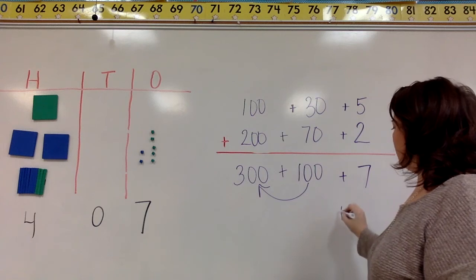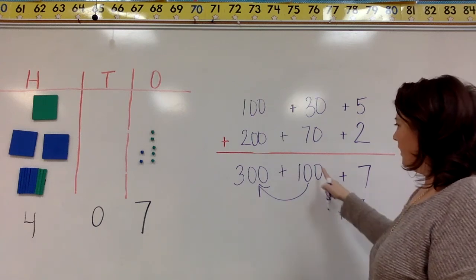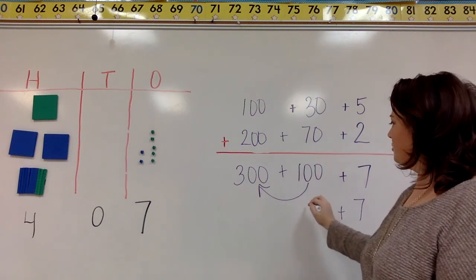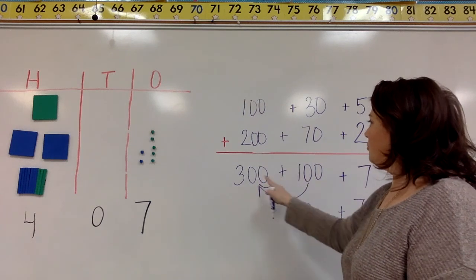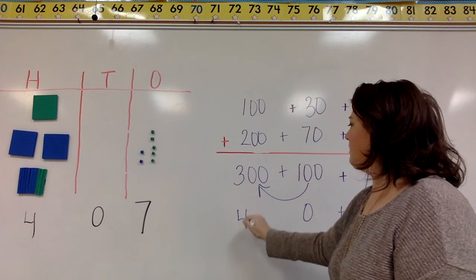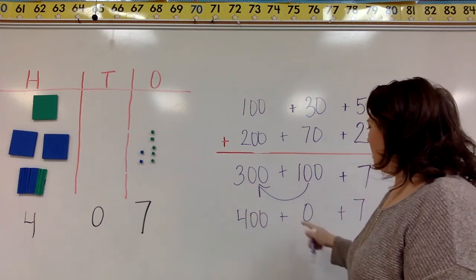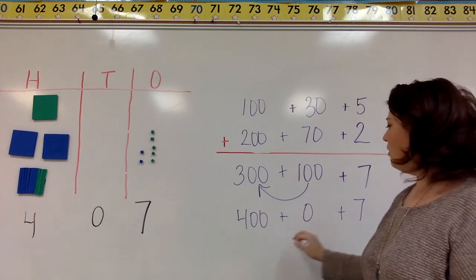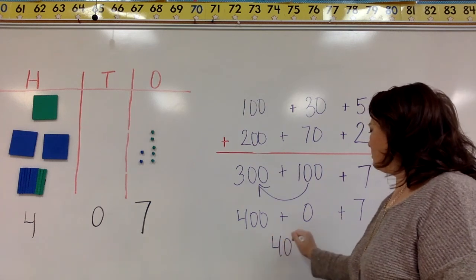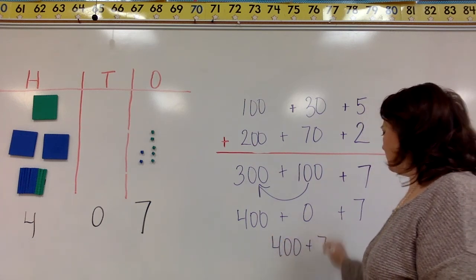So let's see what that leaves us. Still leaves us with 7 ones. If we move the 100 over there, how many tens are we going to have? 0. And then we move the 100, put the 300, and that makes 400. So, we don't necessarily have to leave the 0 here in the middle. You could simplify your answer and write 400 plus 7.